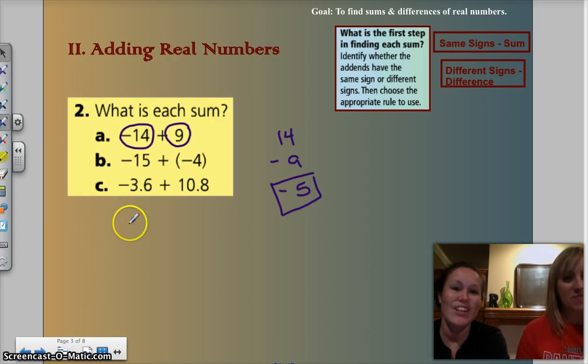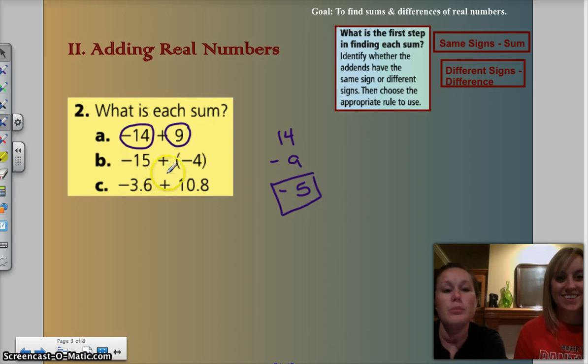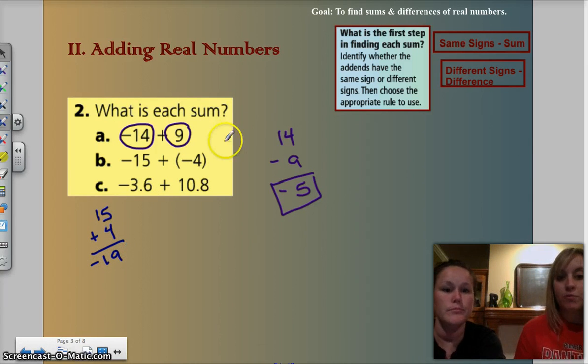All right, number B. -15 plus -4. Same sign. Add them together, keep the sign. 15 plus 4 is 19. Keep that negative. Negative 19. Remember, this can also be written without that plus sign, so just -15 minus 4. If you see that, it's still the exact same thing.